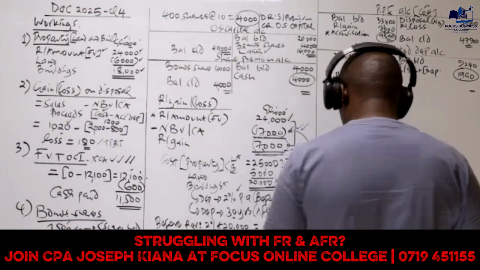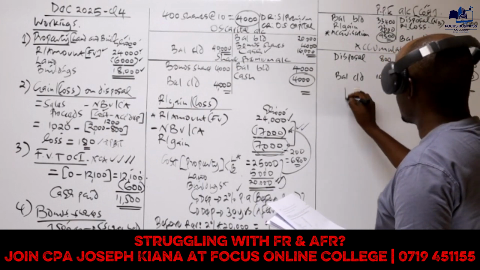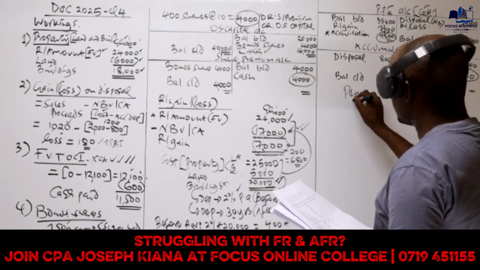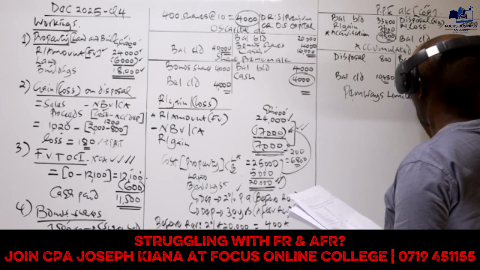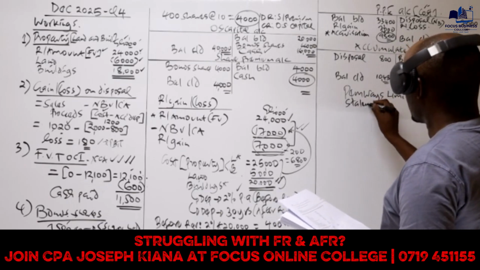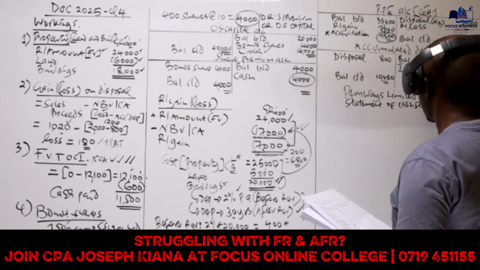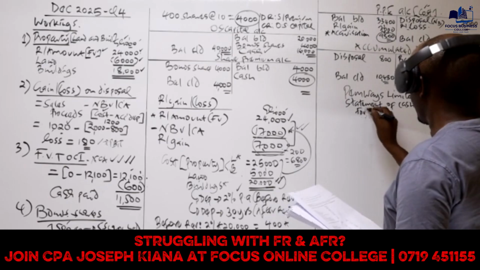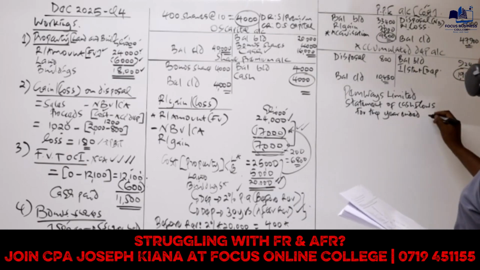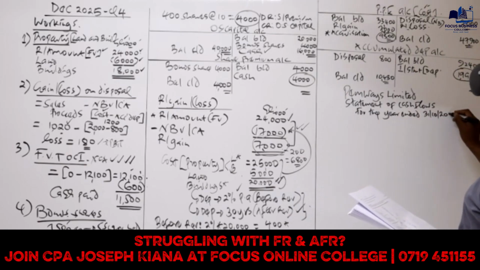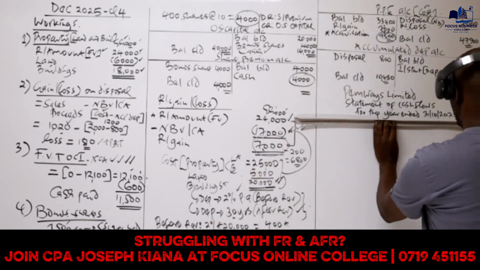So having that, let's move and prepare a statement of cash flows as required by the examiner. The name of the company is FWG Limited. This is a statement of cash flows for the year ended 31st of October 2025. A very good question on cash flows.